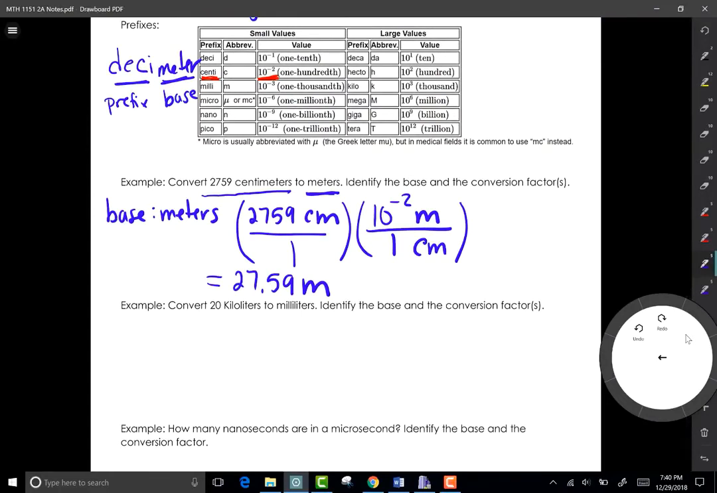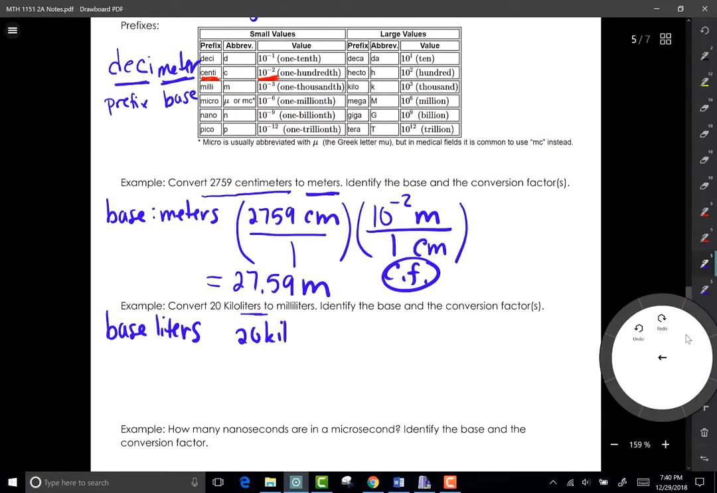So this is our conversion factor: 1 centimeter is equal to 10 to the negative 2 meters, and we got that off of our chart. The base is meters because we're talking about length. Now here we're talking about liters, which is volume, so my base is going to be liters. We want to change 20 kiloliters to milliliters. So we're going to start with 20 kiloliters, and I want to change this to milliliters.